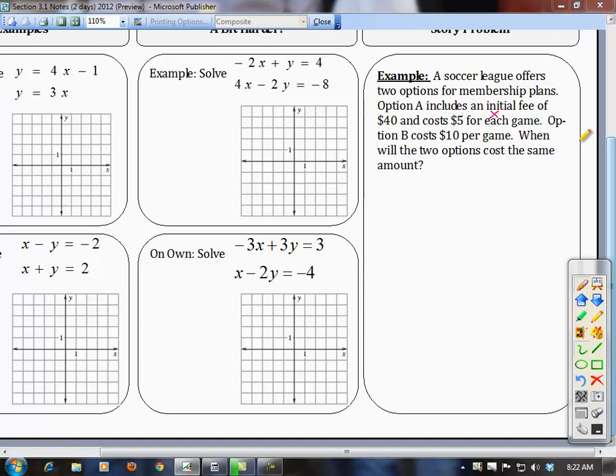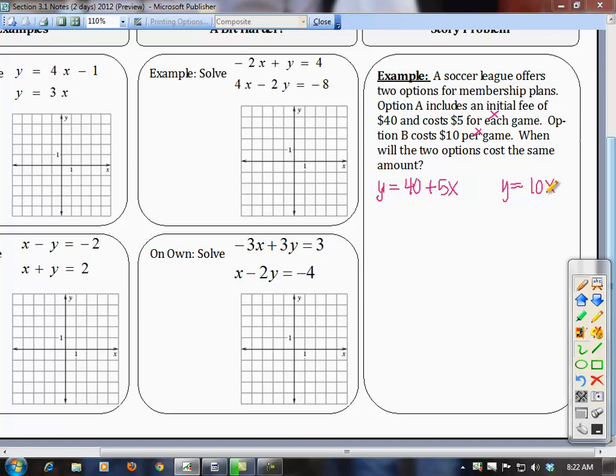And if I write my first one, we're going to say a cost is, let's use y. So for option A, y equals, it costs me $40 no matter what, plus, and means plus, $5 per game. So that's option A. Option B is just $10 per game. So option B, $10 per game is where my variable goes, so it's 10 times x. When will the 2 options cost the same amount?